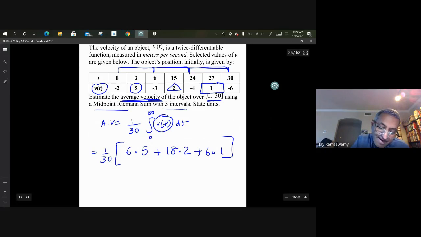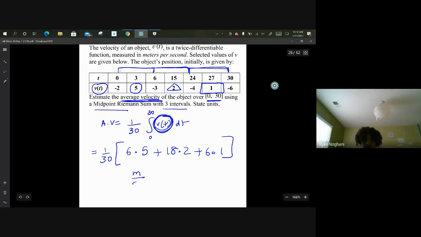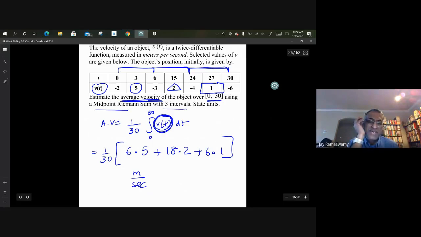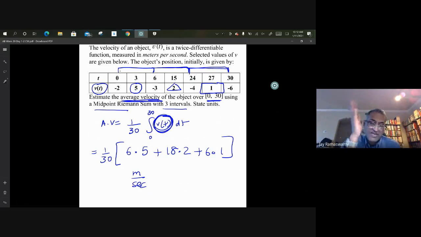It says average velocity. So what would your units just be? Meters per second. Remember, the only unit that changes is average rate of change. Does that come back to you? Yes. The other two functions, net change and average, have the original units. So this is average velocity, just meters per second.